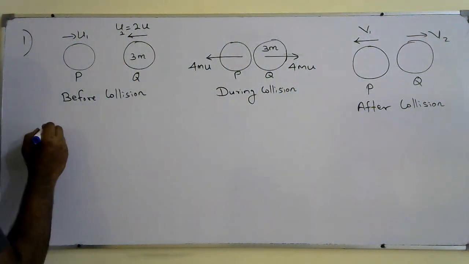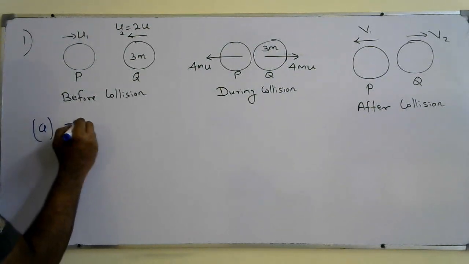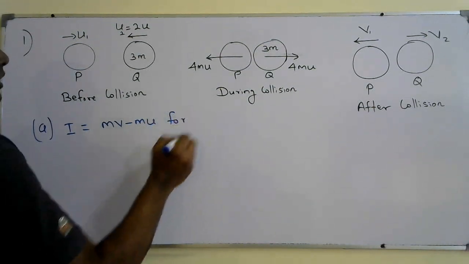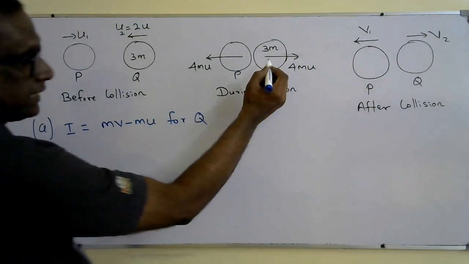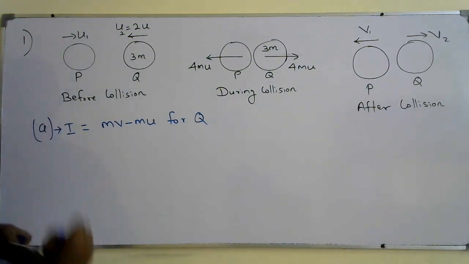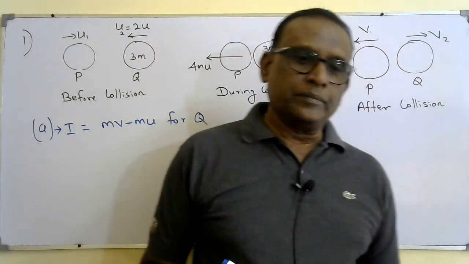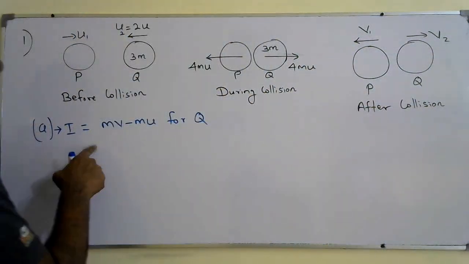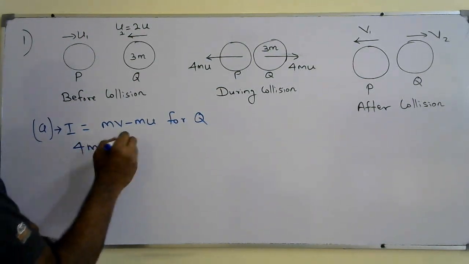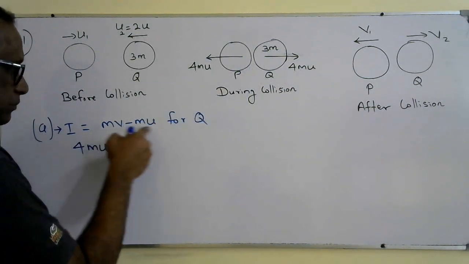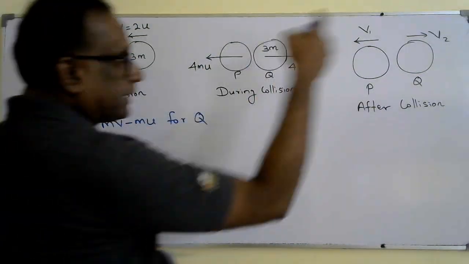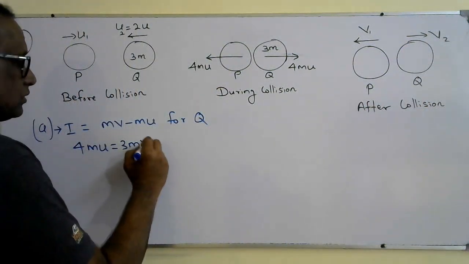So here we are going to use the impulse that is equal to change in momentum, mv minus mu, for Q. That will be towards right. I know that it's going to be towards right, so I put it towards right. Impulse on Q will be towards right. So that is 4mu. So 4mu is equal to mass of Q, 3m, times the final velocity. I took it towards right, so v2.